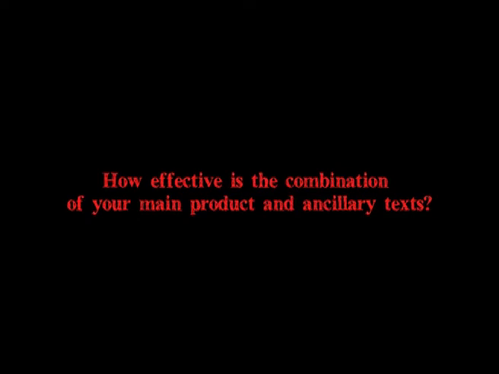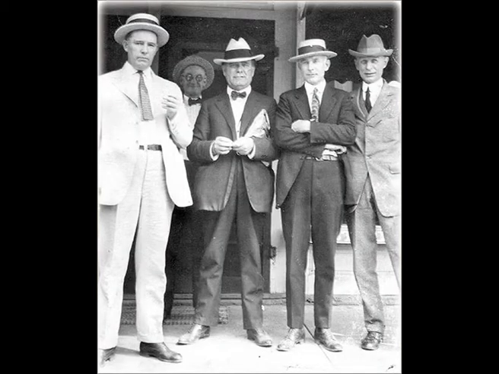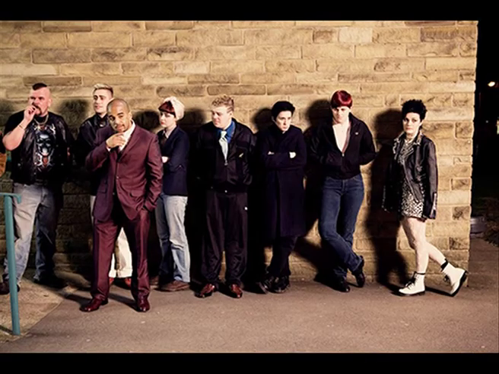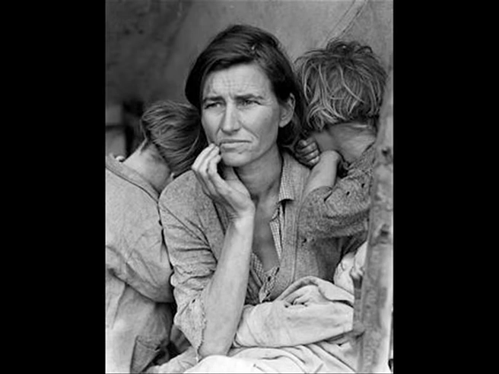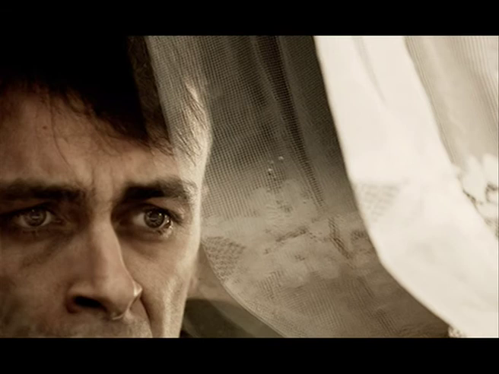How effective is the combination of your main product and ancillary text? There are many connections between our final video product and our associated print work. Our video focused on the contrast between the 1930s and the modern-day crime era. It combined the idea of MGM and Cecil Beaton's Hollywood photography with Warner Brothers' idea of pre-code realism, as well as having elements of social realism often found in productions by various directors such as Shane Meadows.